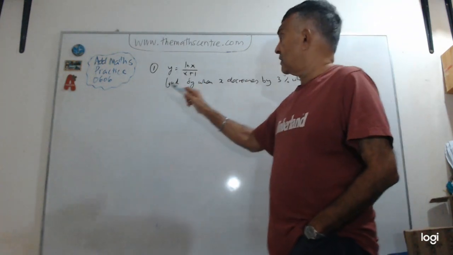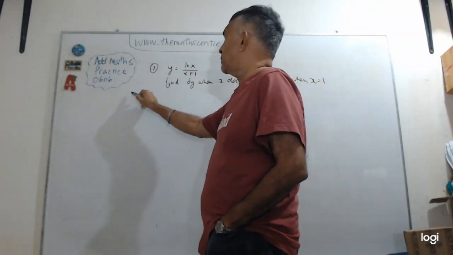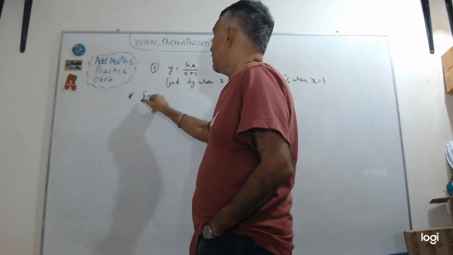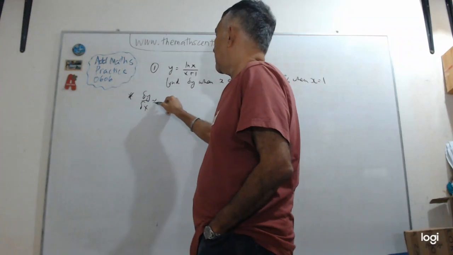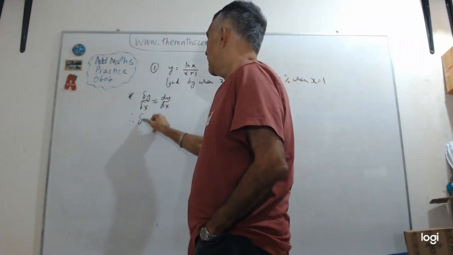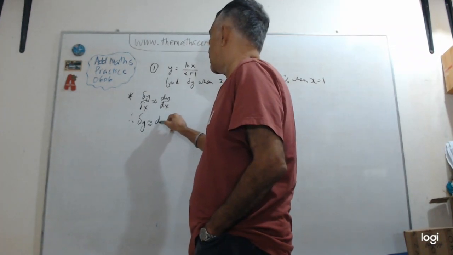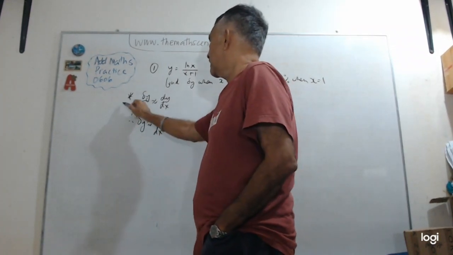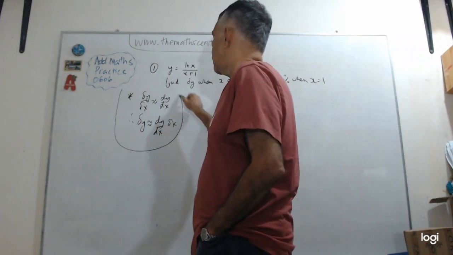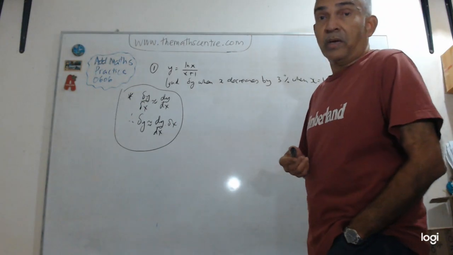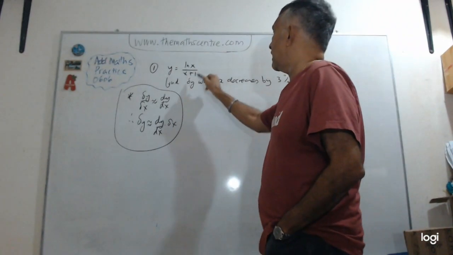First off, let's talk about the principle. The idea is we are looking at delta y over delta x is about equal to dy/dx. Therefore, delta y is approximately equal to dy/dx times delta x. So this is the idea that we are going to use. You can see that we need dy/dx, so why don't we work that out first?